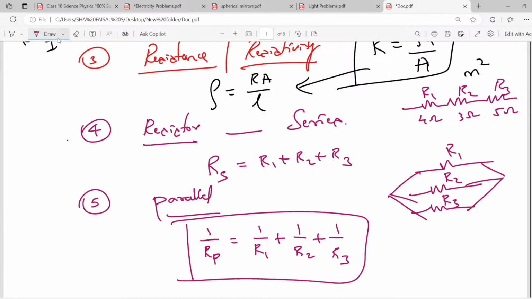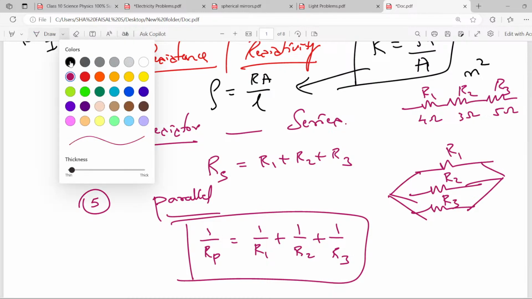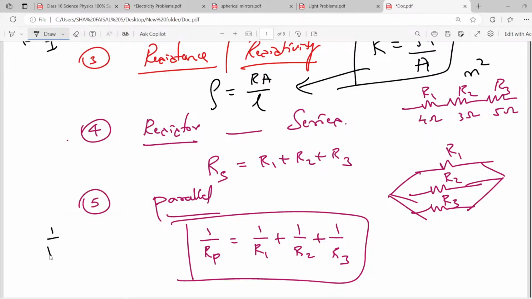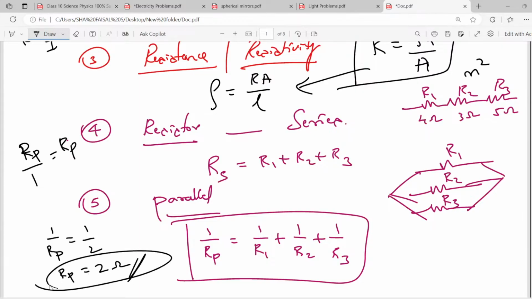But one thing you have to remember here, whenever you solve the problems related to this chapter, suppose you got 1 by Rp as 1 by 2. So always try to take the reciprocal. First change this: 1 by Rp, you take the reciprocal, it becomes Rp by 1. Rp by 1 is nothing but Rp. So 1 by 2 can be written as 2 by 1. What is 2 by 1? That is 2. So the final answer is 2 ohm. Example I am telling. Whatever the answer you get, you have to take the reciprocal.